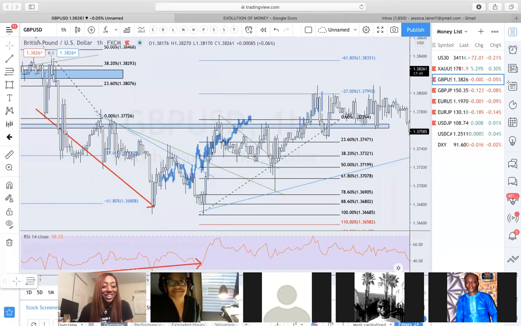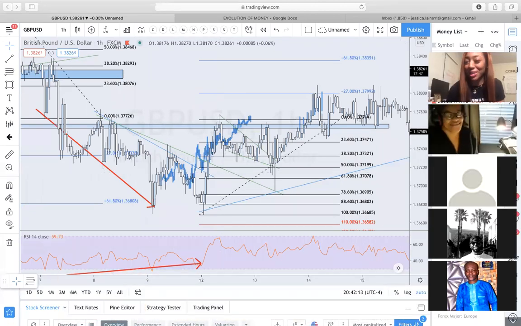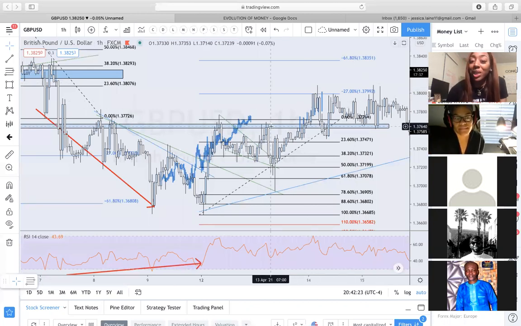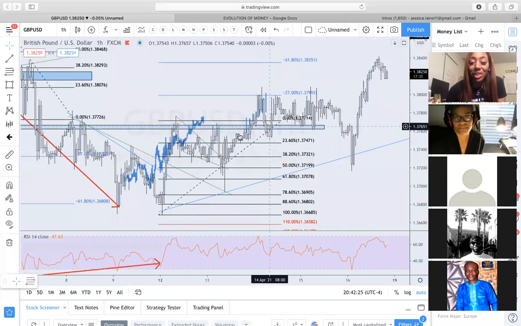Yes, I TP'd at that zone, and then for the rest of the week it just kind of played around and consolidated. Yeah, but it was still good moves though, because when it TP'd here, it just made a perfect pullback.